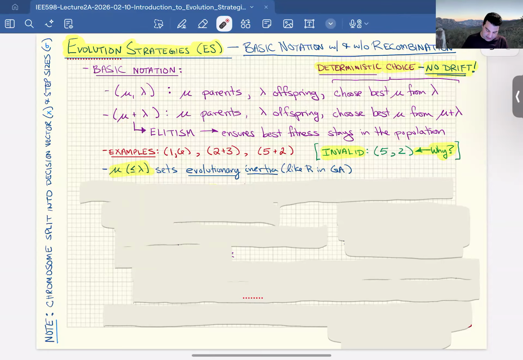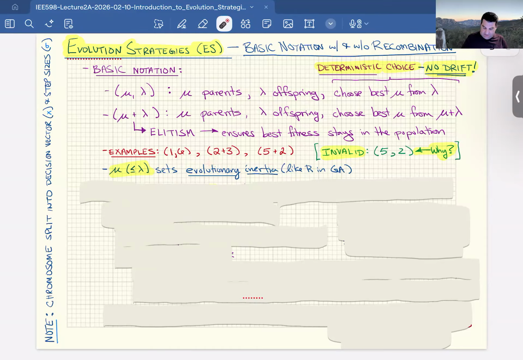So examples, we might see 1 comma 6. You've got one parent that produces 6 offspring, and the best one of those offspring survives to be the next parent. 2 plus 3, we've got elitism there. We've got 2 parents. Those 2 parents produce 3 offspring, so each offspring can be viewed as coming from one of those parents at random, and then it gets mutated. And then once you have those 3, you add those 3 to the original 2, and then choose the best 2 to become the parents in the next generation.